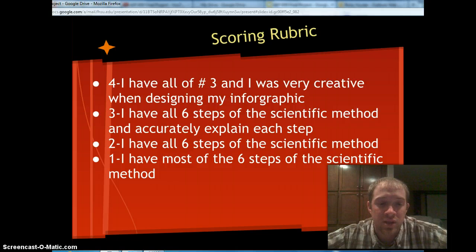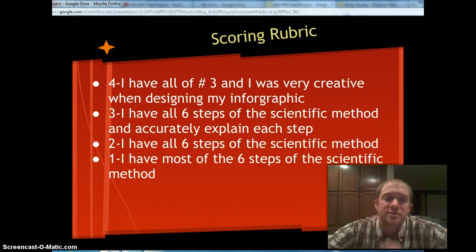Number 1, which would be the lowest level, is that you have most of the 6 steps. So you have not quite all of them, but you have maybe 3, 4, 2, whatever. You have some of the steps.